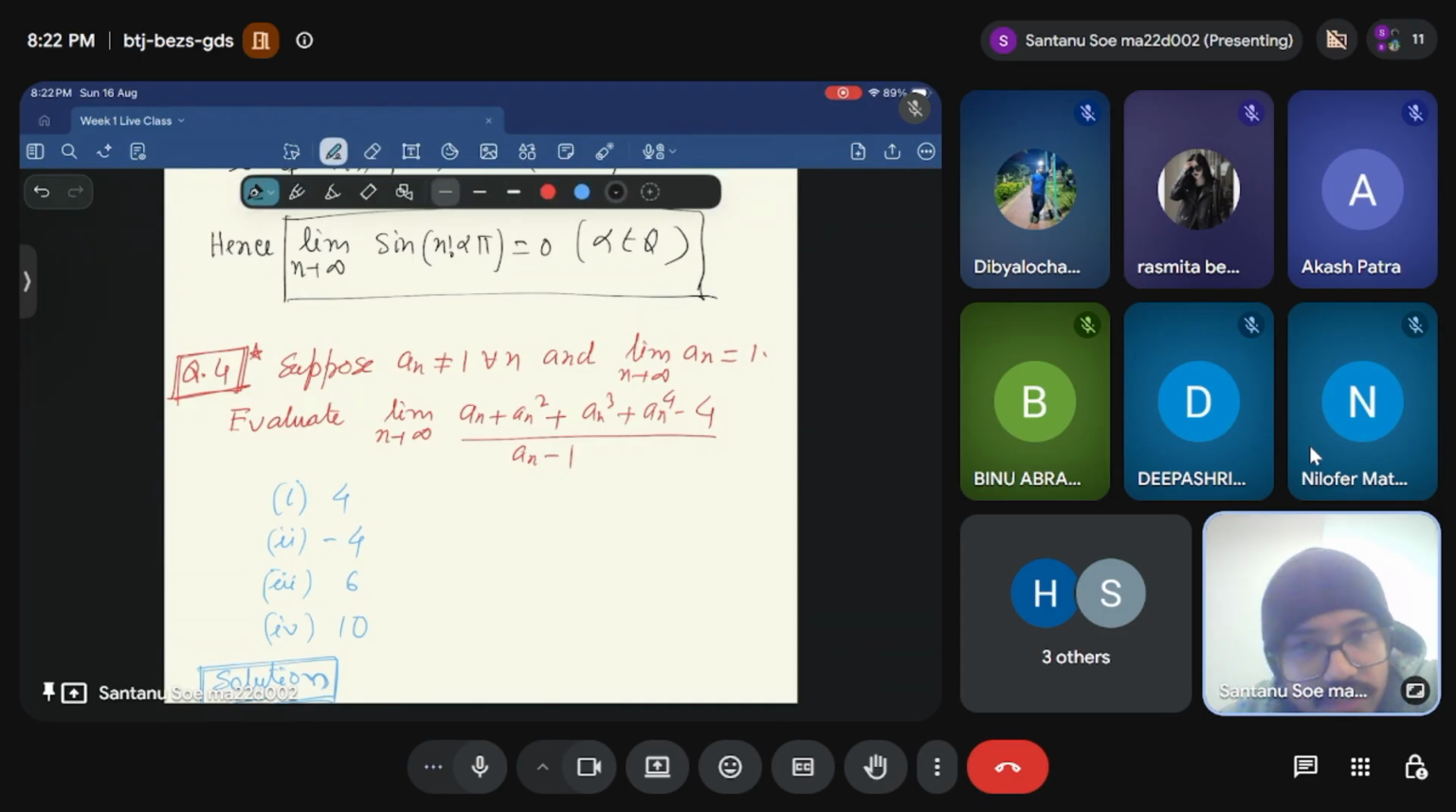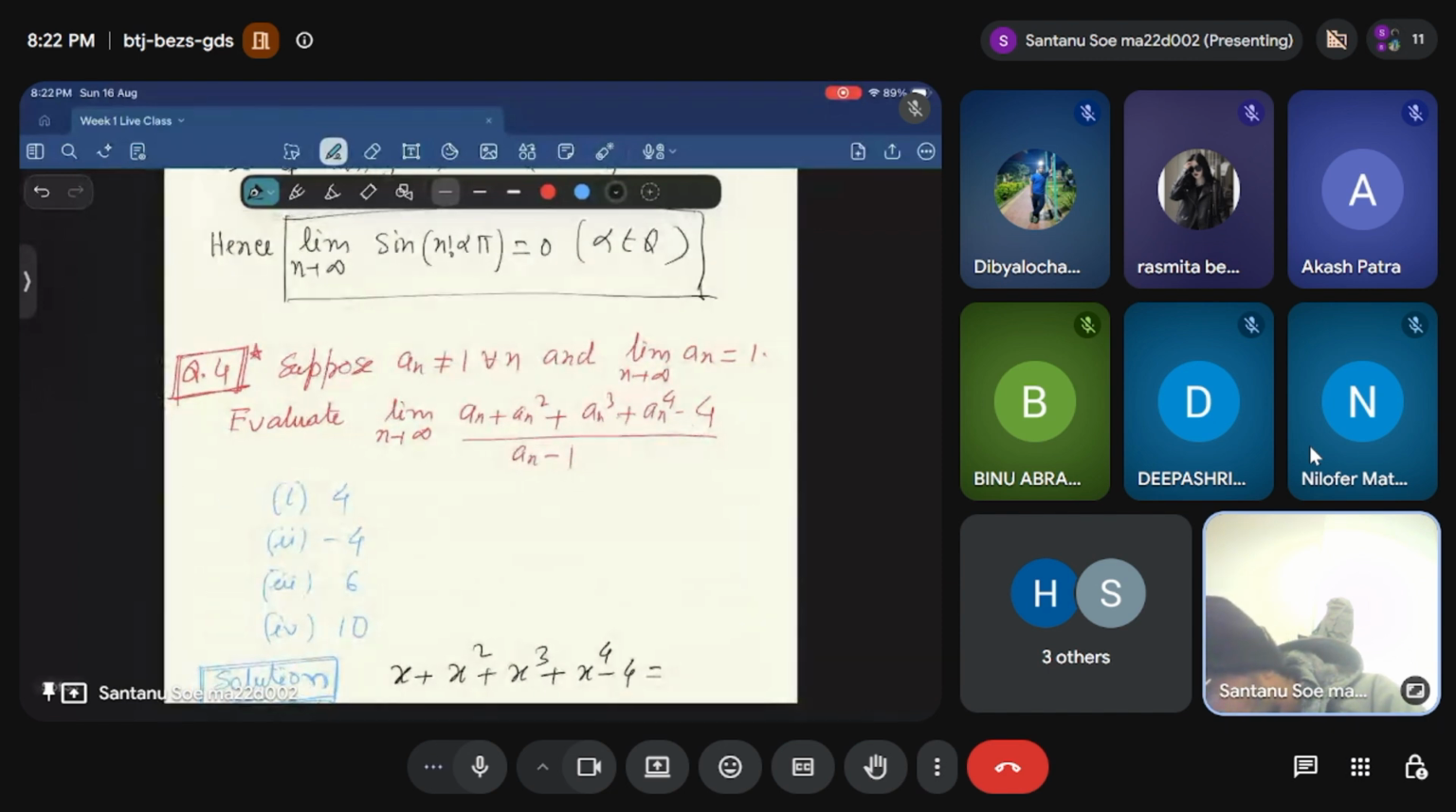So let me show how to solve it. One thing you notice is that whenever it is necessary, I don't know if you guys have seen it in the limit and continuity chapter, you can interchange between the limit of a sequence and the limit of a function when it exists, obviously. So one thing to notice here is that x plus x squared plus x cube plus x to the power 4 minus 4 is the same as, let me write on the next page.